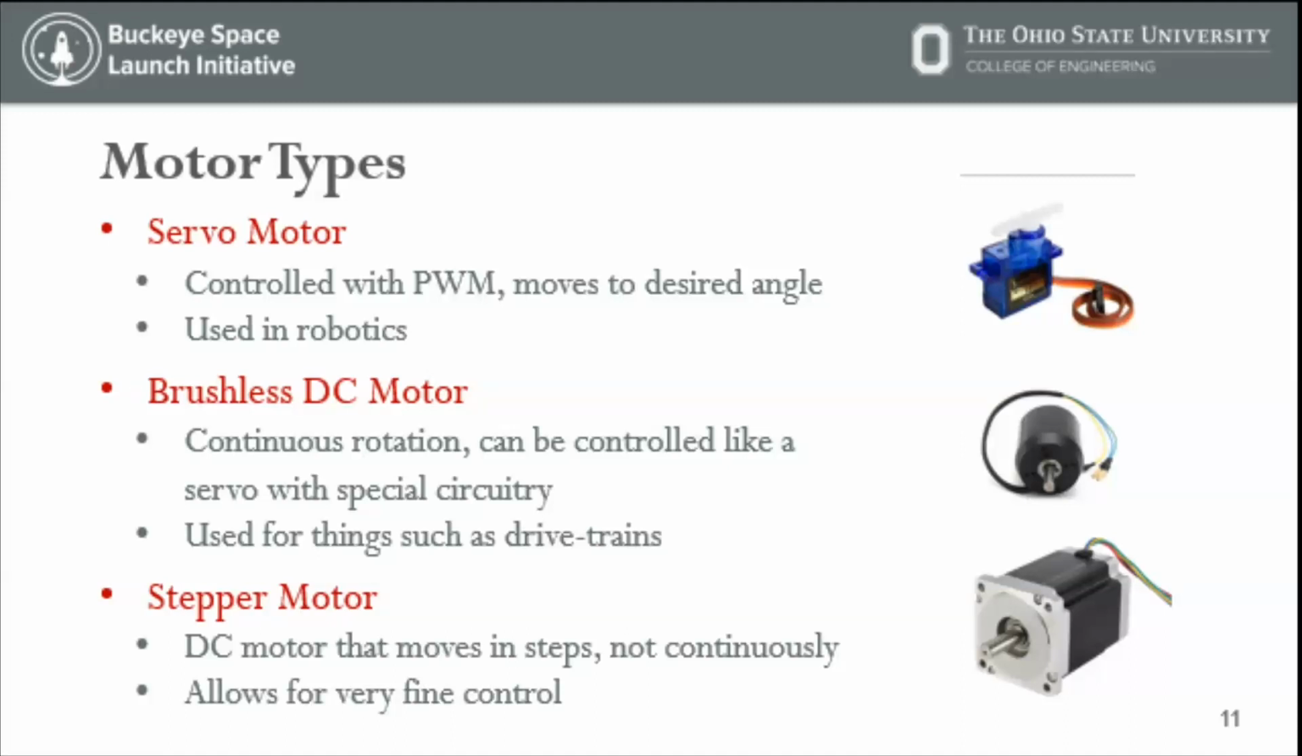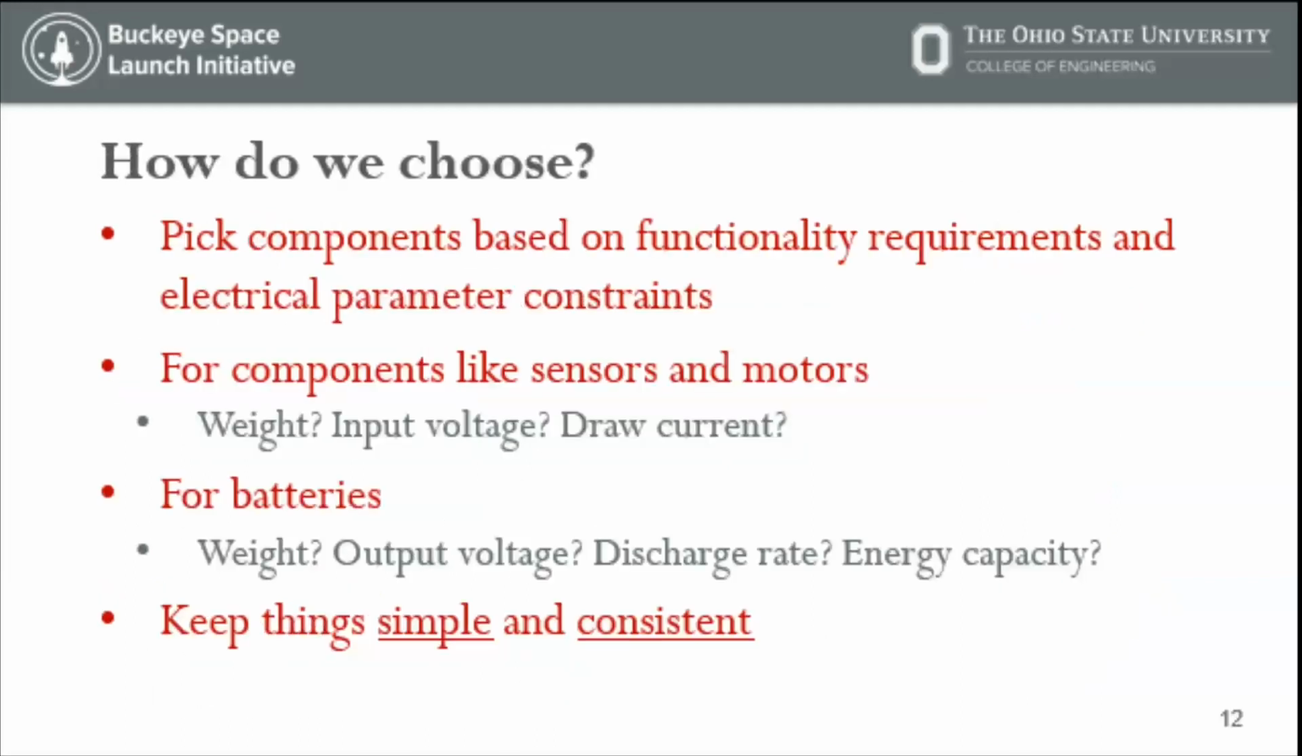You can even put a shaft encoder on a brushless DC motor to measure how far it's rotating if it's not a stepper motor. So it's still going to rotate continuously, but it will spin a certain device that will tell you how much it has rotated, and you can use it like a stepper or servo motor. The thing that you're going to look out for, moving on, is how to pick these components. How do we choose the battery? How do we choose those motors? How do we choose sensors?